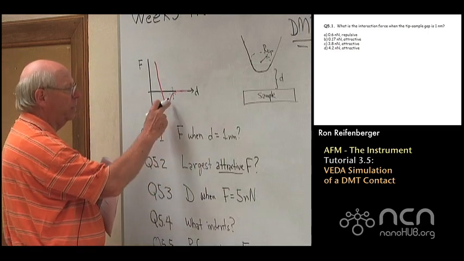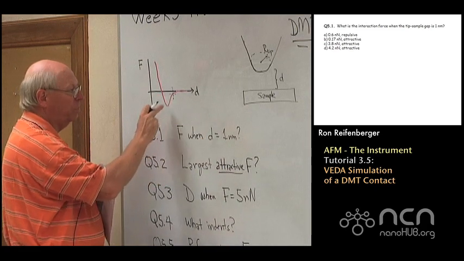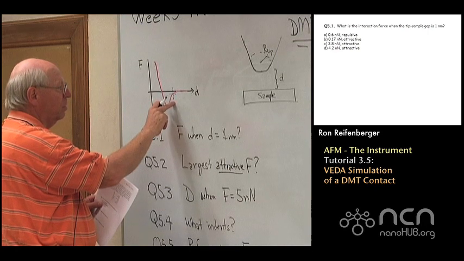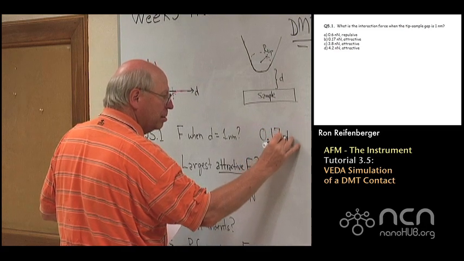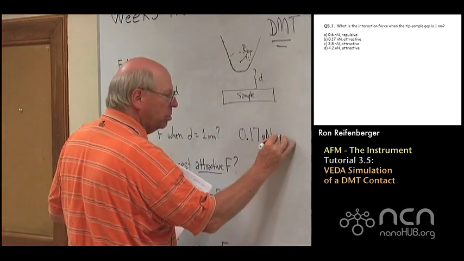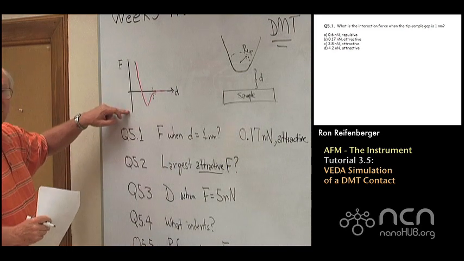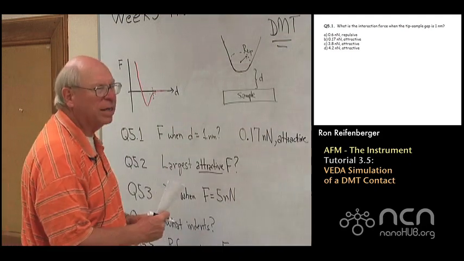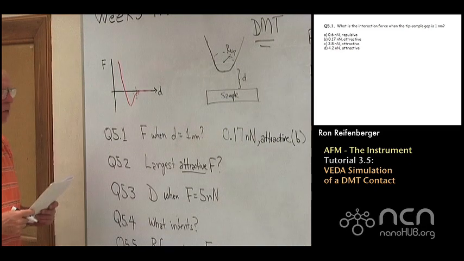That can be answered very easily by positioning the cursor until the 1 nanometer position for the X coordinate lights up. When you get the cursor positioned properly, you'll find that the interaction force is about 0.17 nanonewtons. That's an attractive force, right? It's attractive because the force is less than 0, and when the force is less than 0, that indicates that the tip is being attracted towards the substrate. So I think the correct answer for that is B of the choices given in the statement of the homework problem.